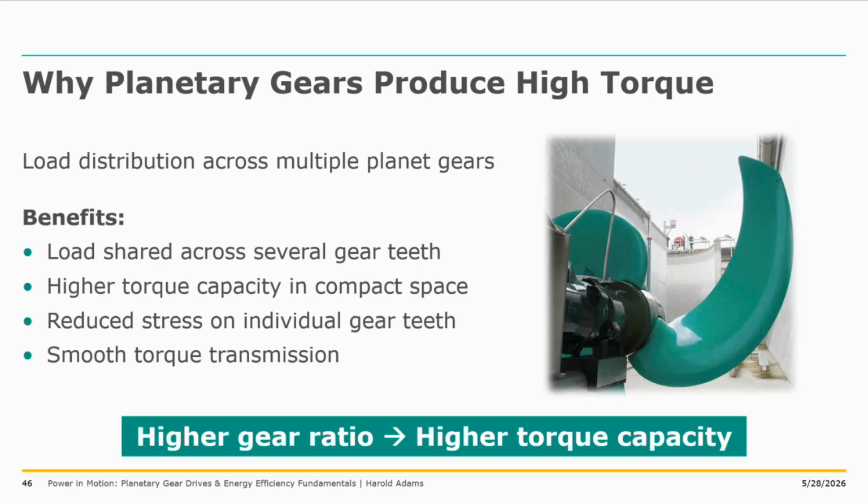Second point is stress distribution. This load sharing means that each individual gear tooth experiences less stress compared to a single mesh system handling the same torque. This allows for smaller gears to transmit greater power or for larger gears to transmit significantly higher power without increasing their physical dimension proportionally. And then finally, the compact power. This inherent design characteristic makes the planetary gearbox ideal for applications where space is limited, but high power transmission is required.